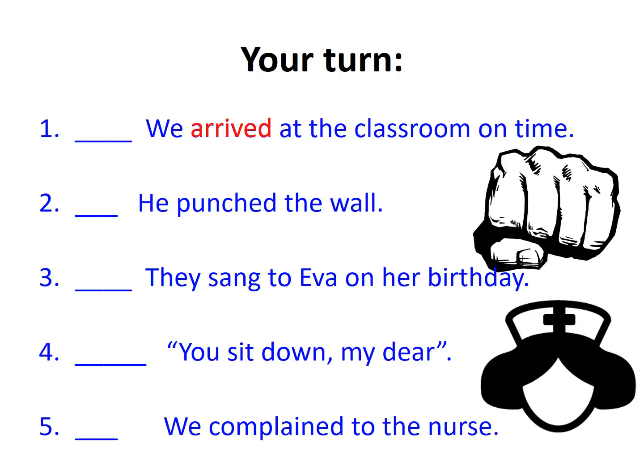We arrived at the classroom on time. So, this is not transitive as there is no direct object involved. There is, however, the verb arrived. So no, it's not transitive. He punched the wall. Punched is an action verb and it's transitive. We know the direct object is indeed the wall.